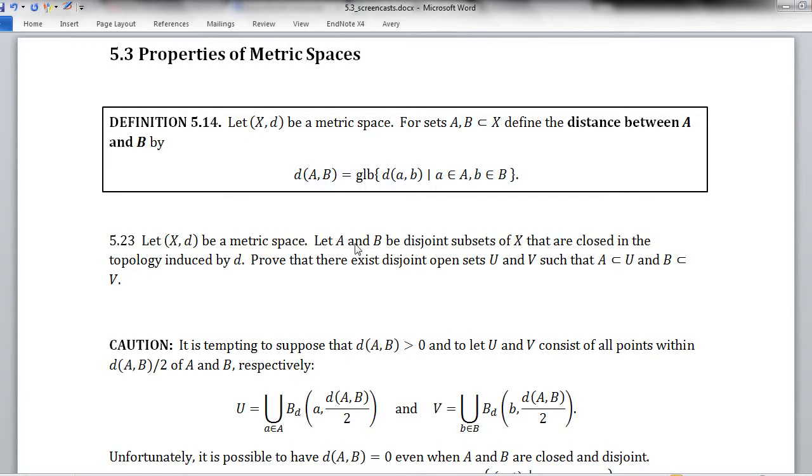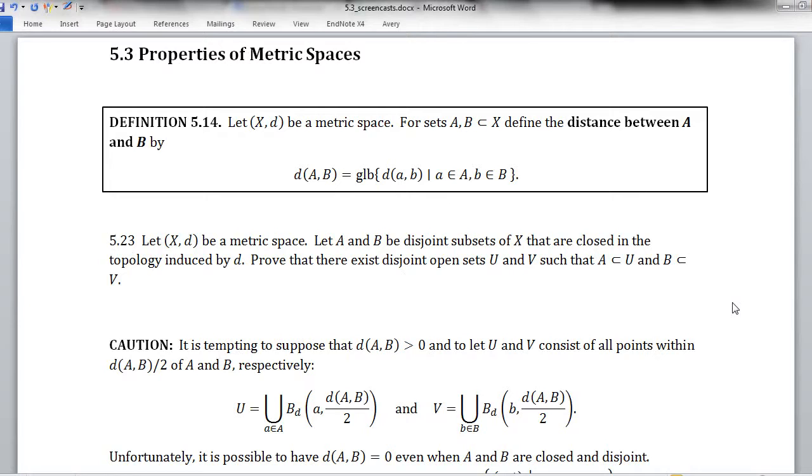Okay, so exercise 5.23: let (X, d) be a metric space. Let A and B be disjoint subsets of X that are closed in the topology induced by the metric d. Prove that there exist disjoint open sets U and V such that U contains A and V contains B.